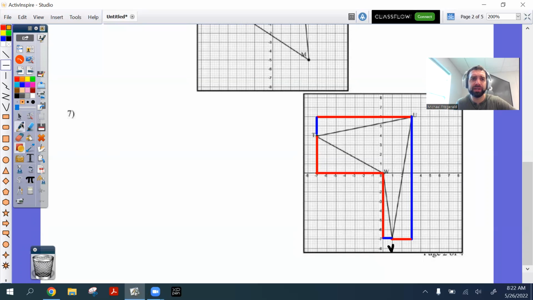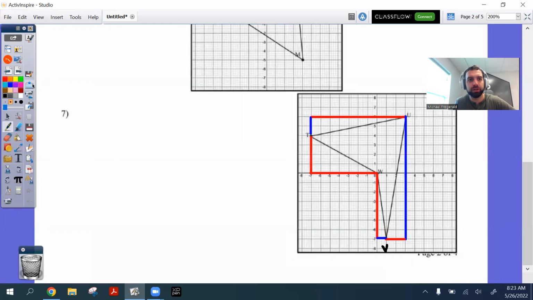I have a lot of lines, but not a lot of information about them. Please click the pen. Okay, what color should work for this? I'll go maroon. All right, so each of these lengths I'm just going to count out.